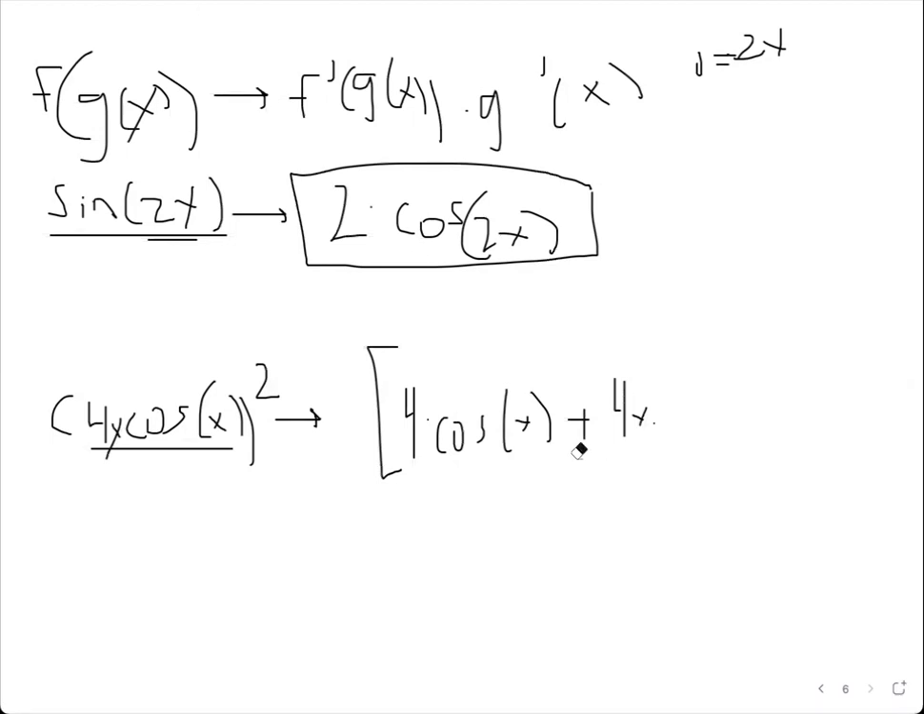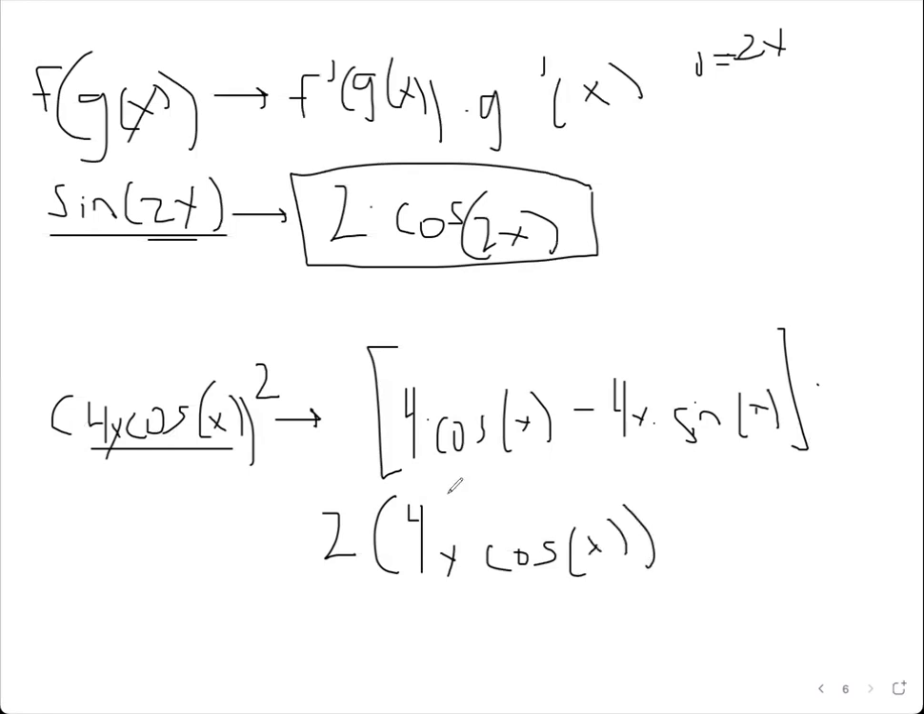So we turn this into a negative sign. And we have this. So this is just the derivative of the inner function. Now we take the derivative of the outer function. So that becomes 2 times whatever the inner function is to the power of 1, because we're bringing down the 2 and subtracting 1. So we get the inner function as 4x times cosine x.